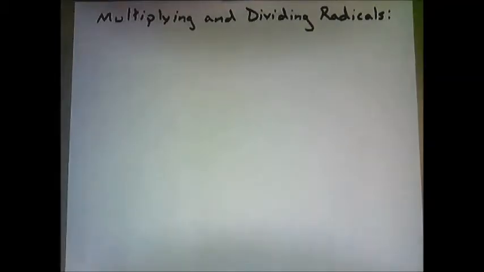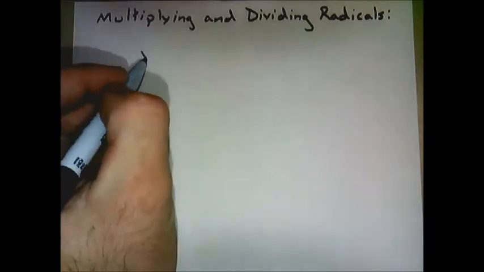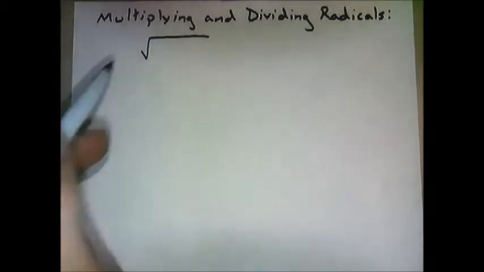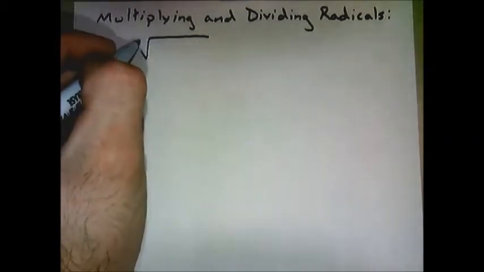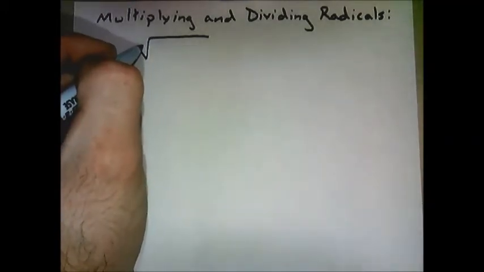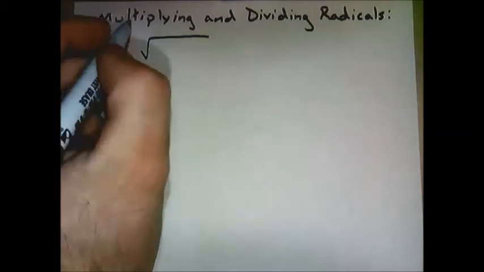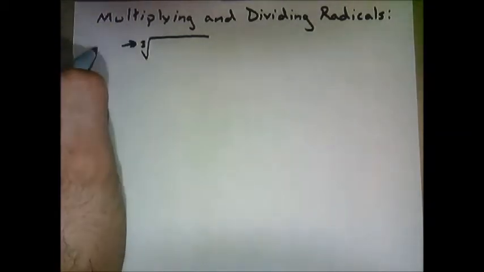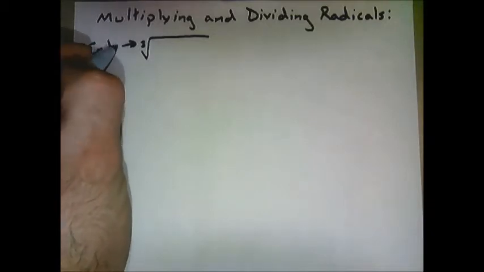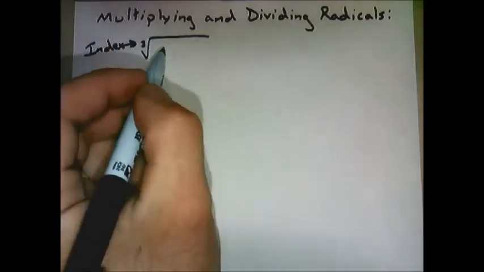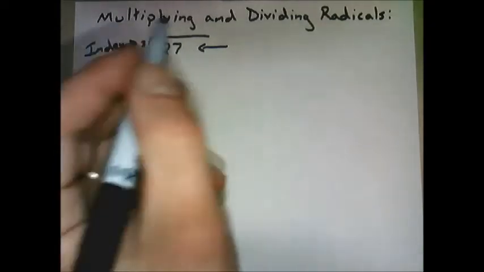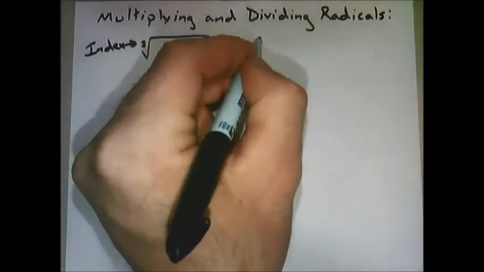Today we're going to multiply and divide radicals. Before we start, let's go ahead and review some terminology. To start, here's our radical symbol. Remember, the number that's in that radical, or that little check mark, is called the index. So maybe we'll put a 3 there. So that's an index of 3. And then the number under the radical, say 27, that's our radicand.